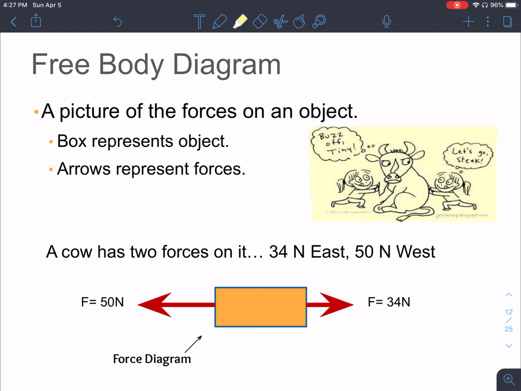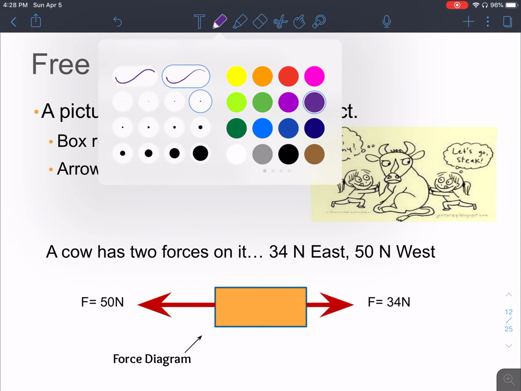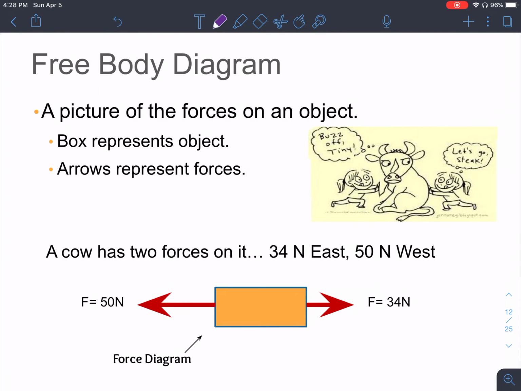So now, what is a free body diagram? Here we have a cow and two girls pushing on the cow. I don't think that's a great idea, but kind of a funny little picture. So the two girls are applying a force of 34 newtons east, and let's throw those in there. 34 newtons east and 50 newtons west.